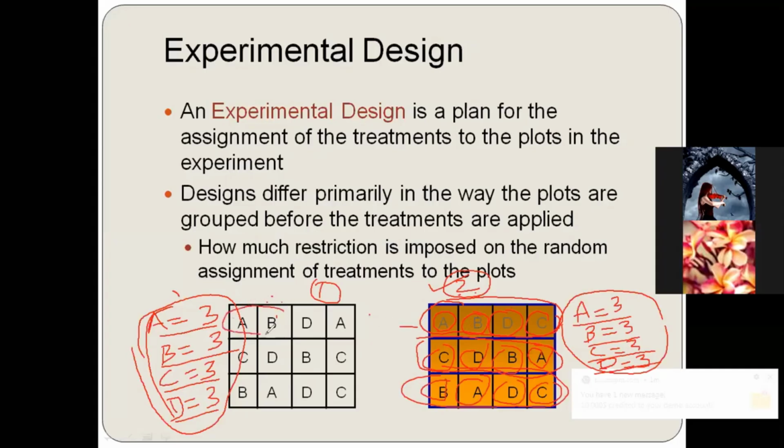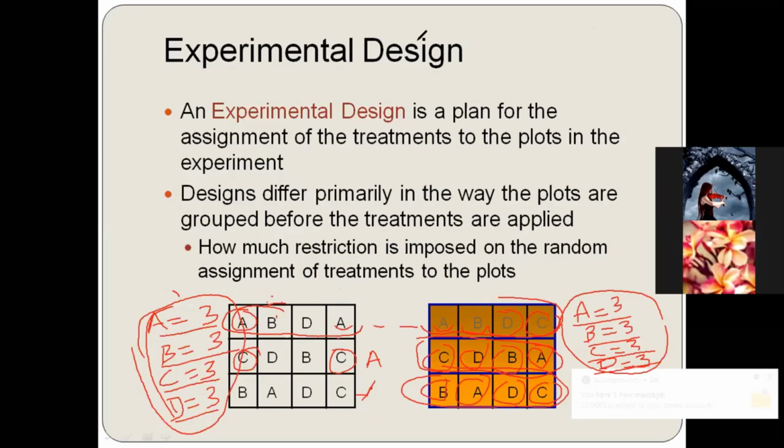But here, what is the problem? Here you see C is missing, here A is missing. In addition to that, C is appearing twice, A is appearing twice, and so on. So among these two setups, the most appropriate design that we can say is the second one, right?